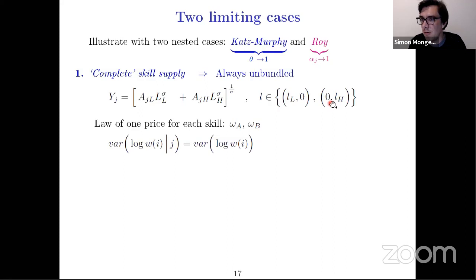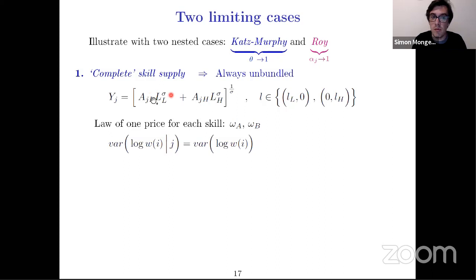Right? In this sense, Katz and Murphy could be thought of as a model where you have this complete skill supply, complete in the sense of the incomplete markets example that I showed before. The skills are sufficient to span any kind of demand for skills, irrespective of the distribution, irrespective of the skill biases of different technologies, right?